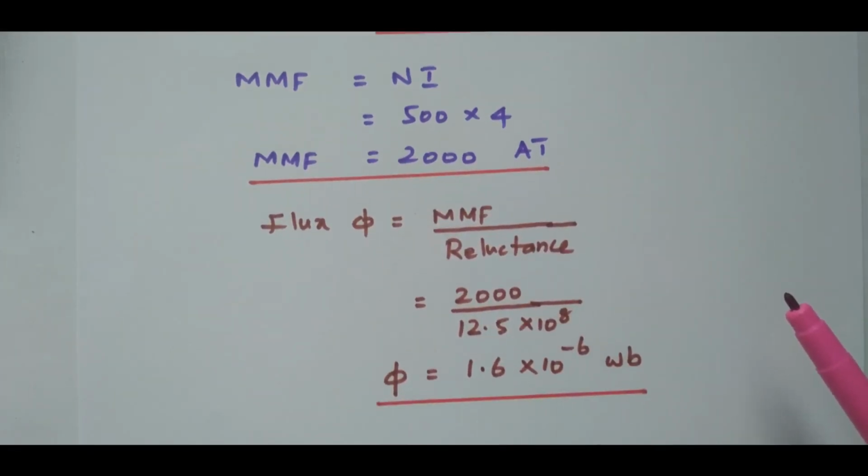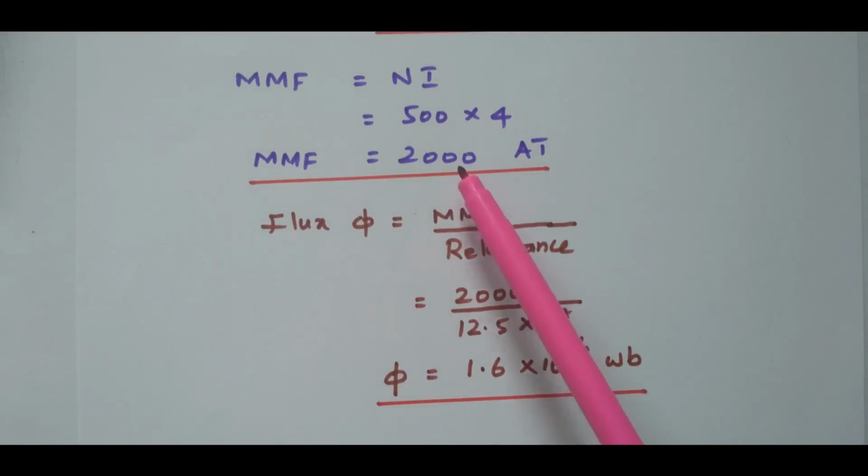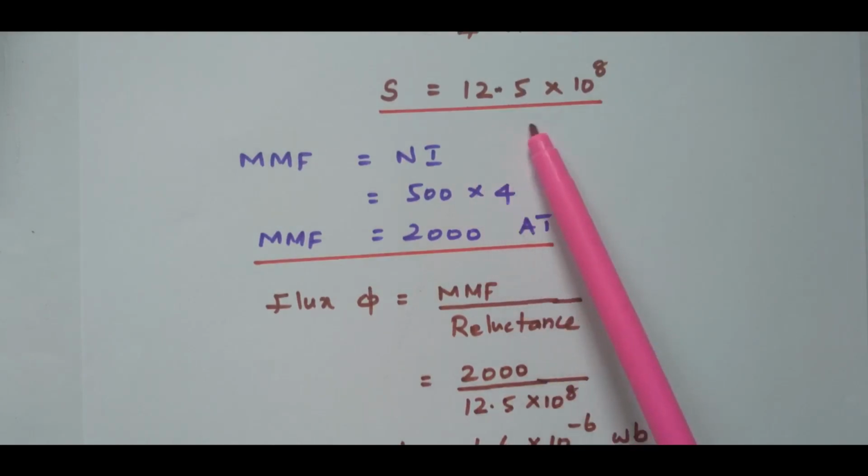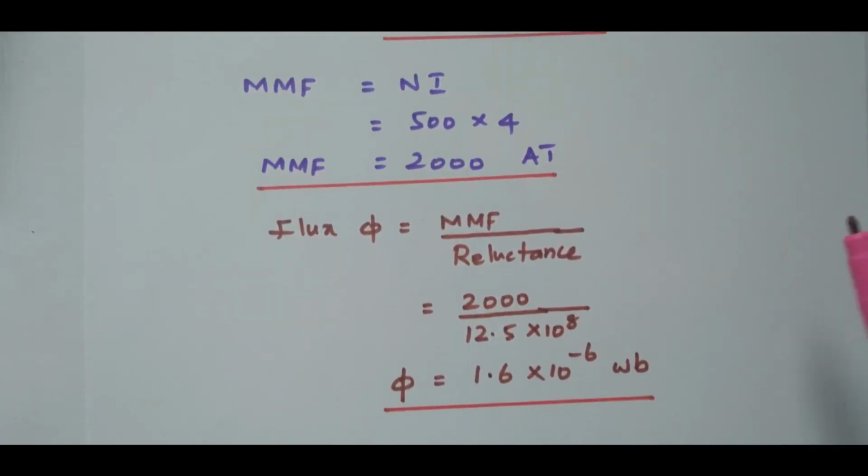Then we'll calculate the flux. Flux phi equal to mmf by reluctance. So mmf is 2000, which we just calculated. Then reluctance is what we calculated, 12.5 into 10 to the power 8. So 2000 divided by 12.5 into 10 to the power 8. After simplifying this, we got flux equal to 1.6 into 10 to the power minus 6 Weber. So now we got the values of reluctance, mmf and flux. Now we'll go to the second problem.